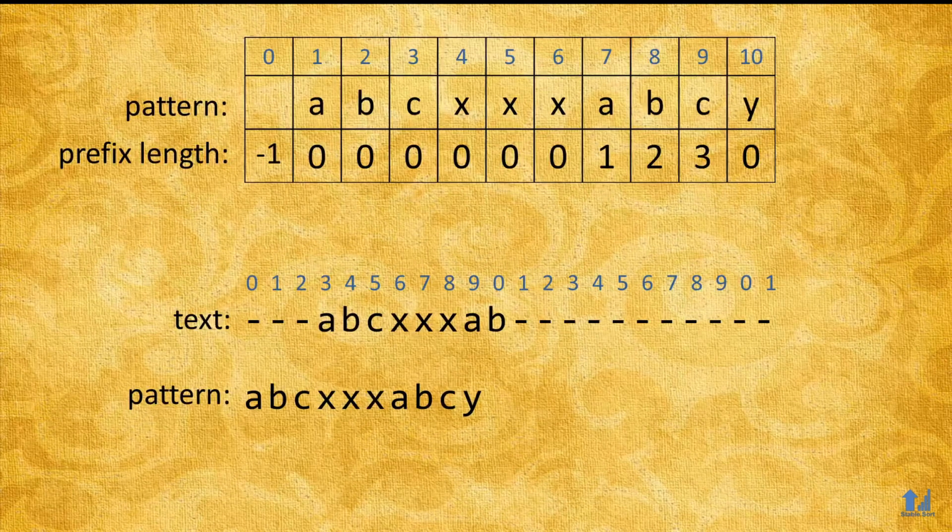Suppose the text is 3 dashes, ABC, XXX, AB, followed by a bunch more dashes. We'll reuse the same pattern string ABC, XXX, ABCY, as well as the previously calculated prefix length array. For illustration purposes, the pattern characters are included in the table. But when coding, you just use an integer array that stores only the prefix lengths.